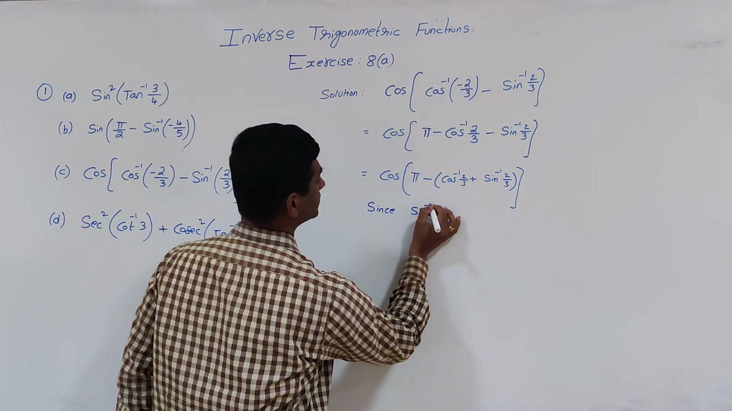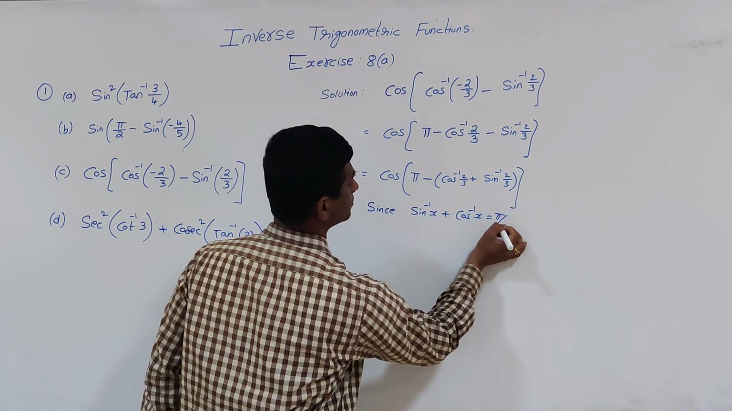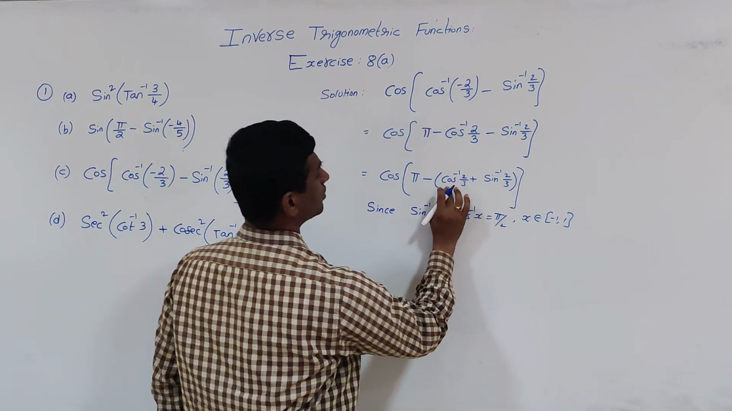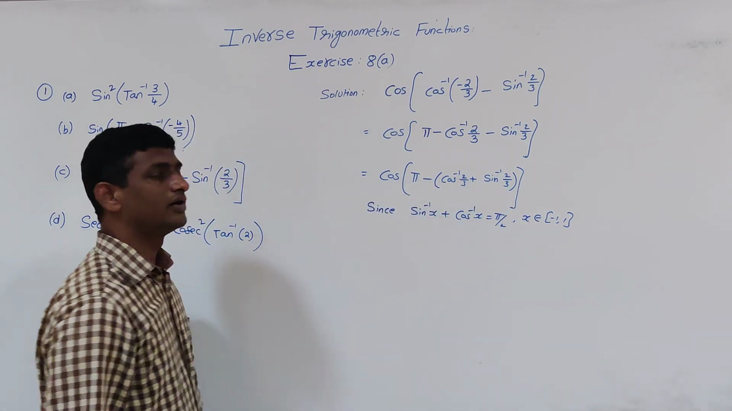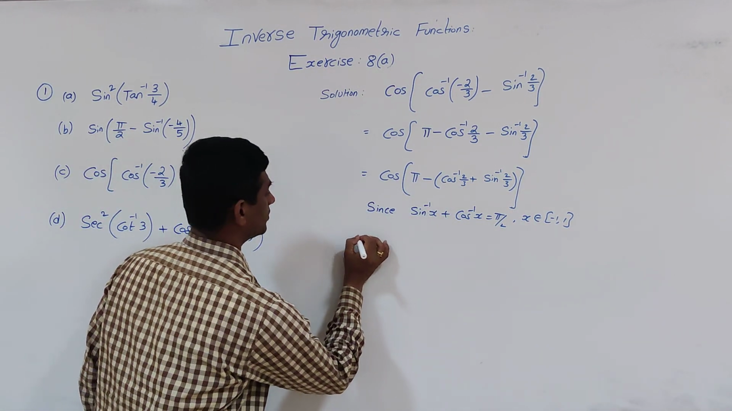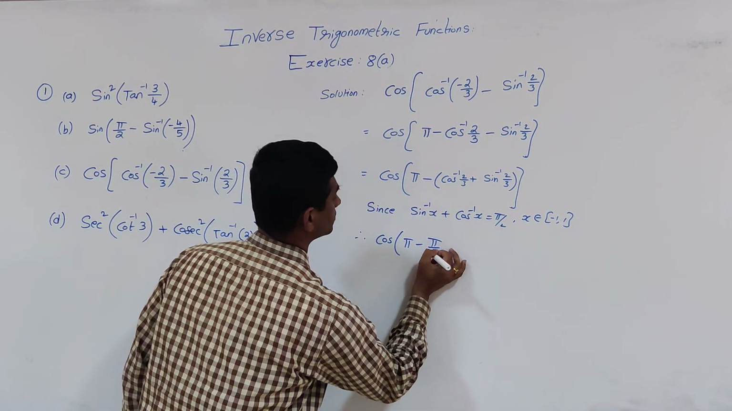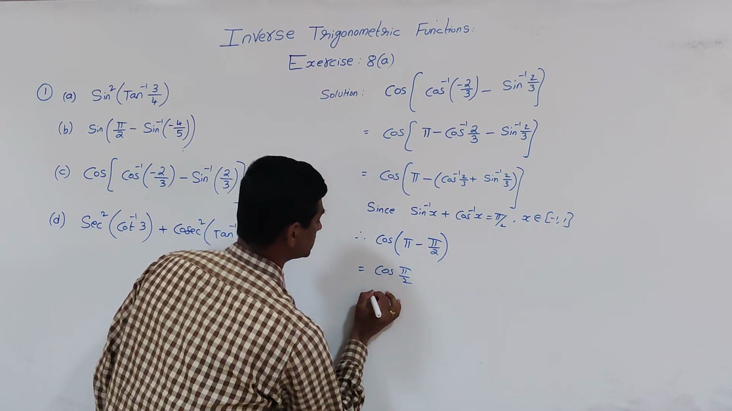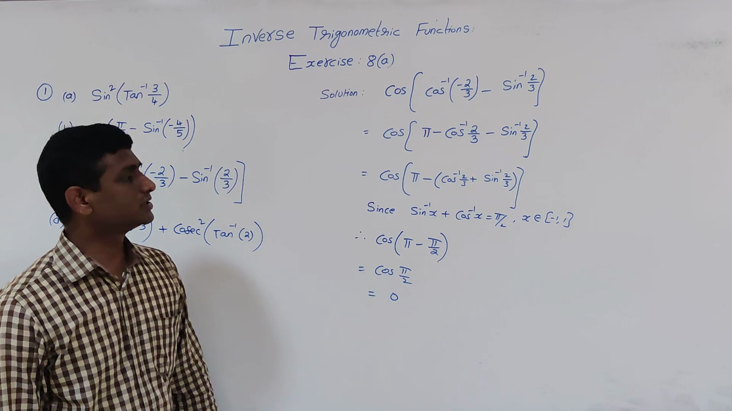Since sin inverse of x plus cos inverse of x is equal to pi by 2, where x belongs to closed interval minus 1 comma 1, as 2 by 3 belongs to this, we can directly substitute pi by 2. Therefore cos of pi minus pi by 2, which is cos pi by 2. So cos 90 will be 0. So that is the solution.